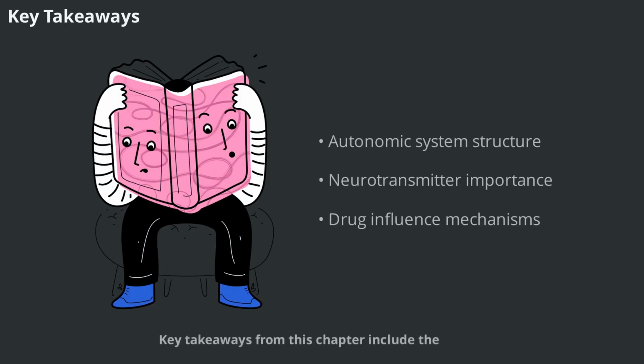Key takeaways from this chapter include the structure and function of the autonomic nervous system, the importance of neurotransmitters, and the mechanisms by which drugs can influence these systems. A solid understanding of these principles is essential for anyone studying pharmacology or working in healthcare.